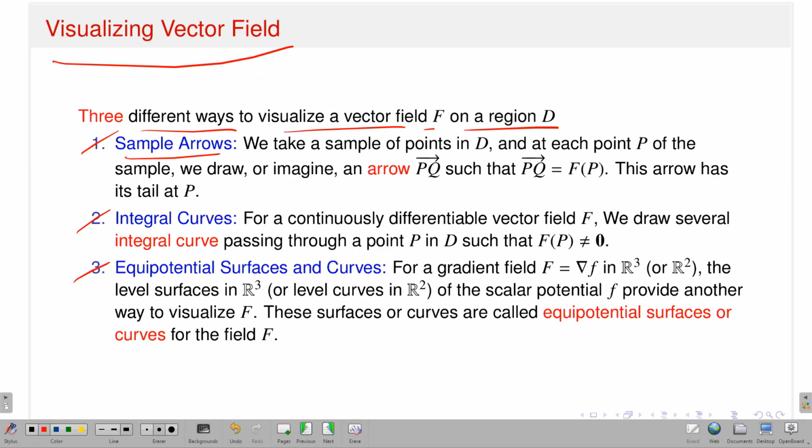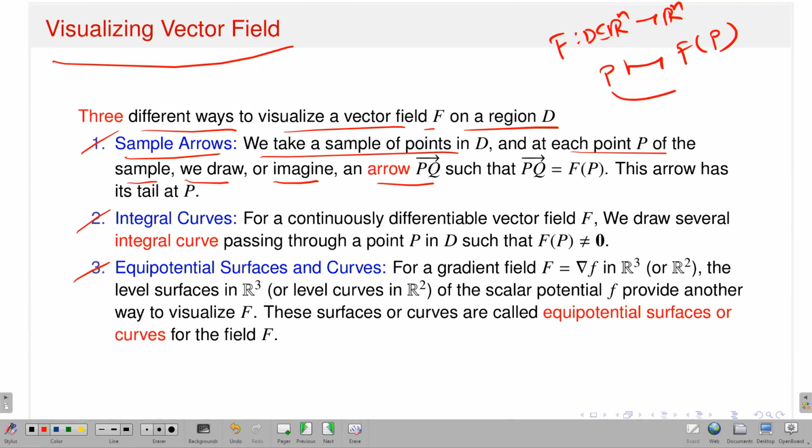So sample arrows means what? We take sample points. You have a domain D, take sample points, and at each sample point P, we draw or imagine an arrow, that means I draw a vector PQ. And what is the vector PQ? Because it is a vector field, it is a function, P maps to capital F of P. So this is a function from D, a subset of Rn, to Rn. So P maps to F of P, that means I am associating a vector, which I denote as PQ at the point P, which is nothing but F of P.